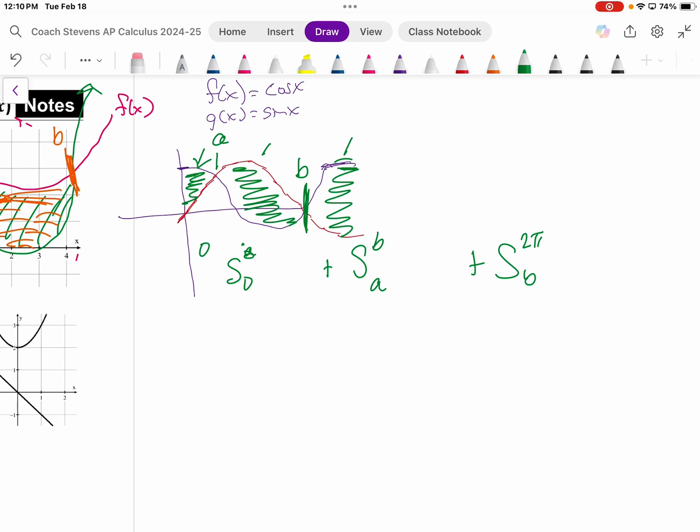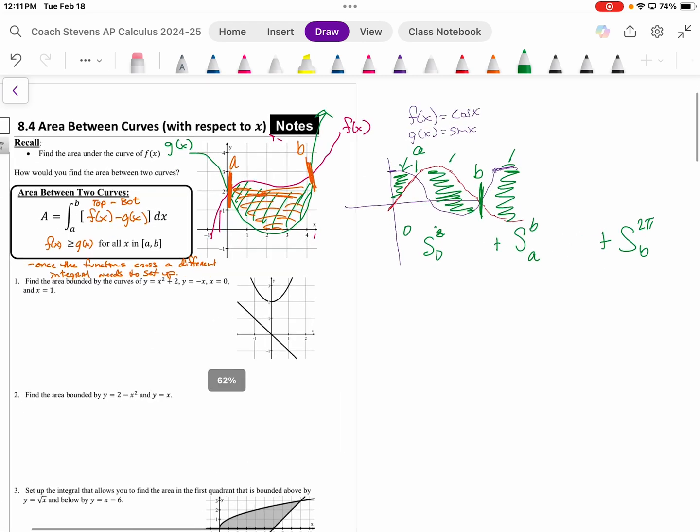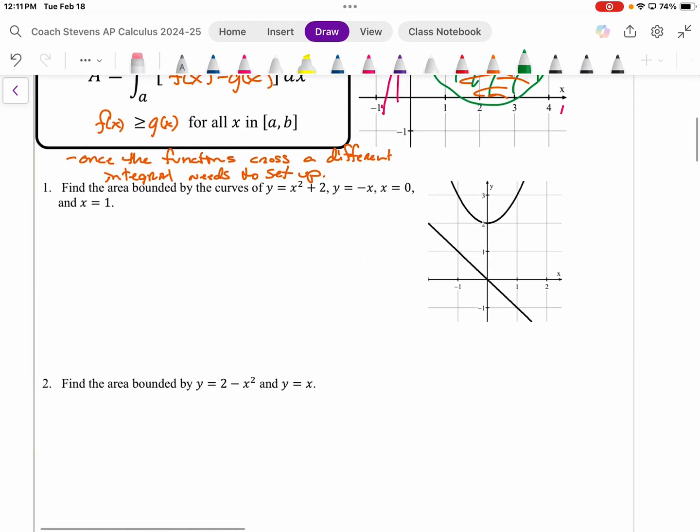And so in this case, I'd have like 3 different integrals that I'd have to set up. So that's what that one statement is kind of saying: if on a closed interval they intersect multiple times, then we need to set up a separate integral for each part. Okay. So problem number 1 is an example.